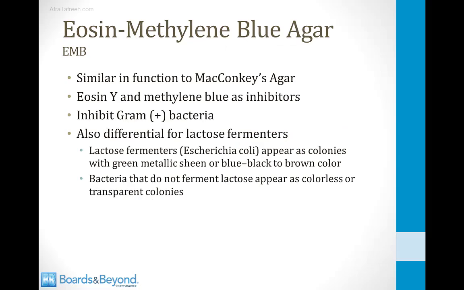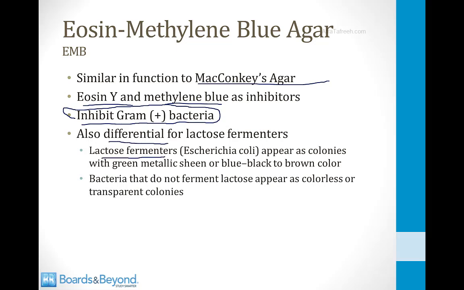Eosin methylene blue agar is very similar in its function to MacConkey's agar. It contains eosin and methylene blue, that's where it gets its name, and these are inhibitors to gram-positive bacteria, the same way the bile salts inhibit gram-positive bugs in MacConkey's agar. Just like MacConkey's agar, eosin methylene blue is also differential for lactose fermenters.